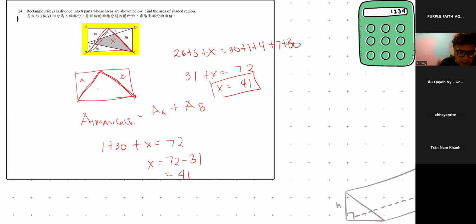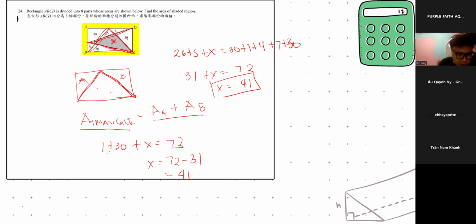So this is the area of the triangle. The area of the triangle is equal to the sum of the area outside of it. So outside of the triangle, we have area A and area B. So the area of the triangle is equal to area A plus area B. In this case, let's say we draw this triangle here. That's why we have 1 plus 30. The total area of this triangle is equal to the area outside of it. So 1 plus 30 plus x, the shaded area, is equal to 26 plus 4 plus 30 plus 5 plus 7, which is equal to 72.